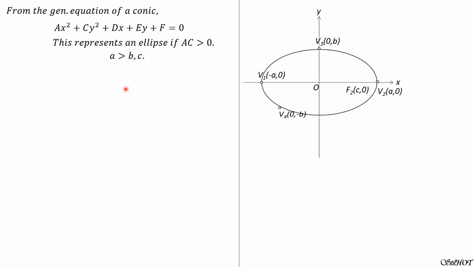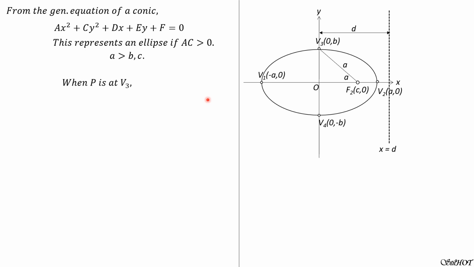So these are the vertices. And when the moving point is at V3, the distance of this moving point from the focus, one of the foci, is A, and its distance from the fixed line is D. So therefore, eccentricity is A over D. We define it as A over D also. That's it. So eccentricity is A over D.